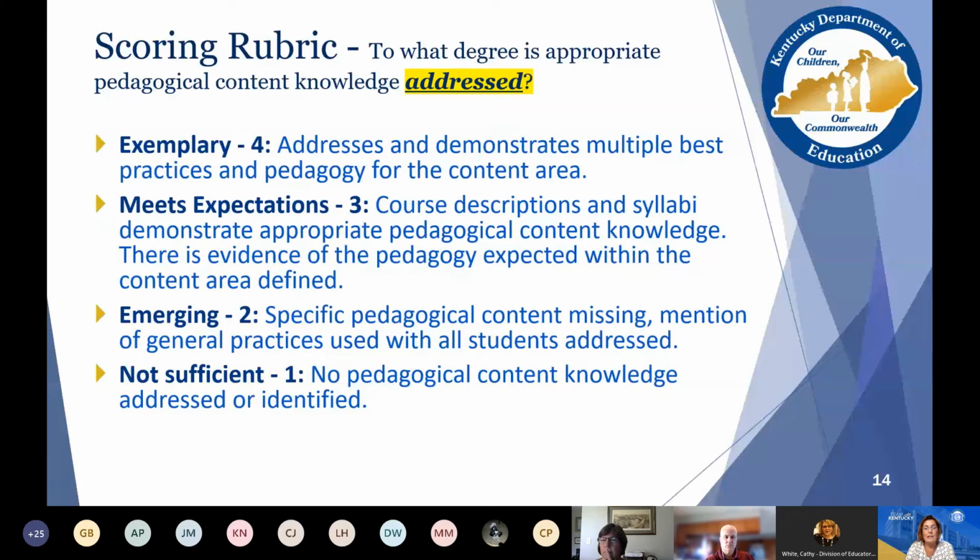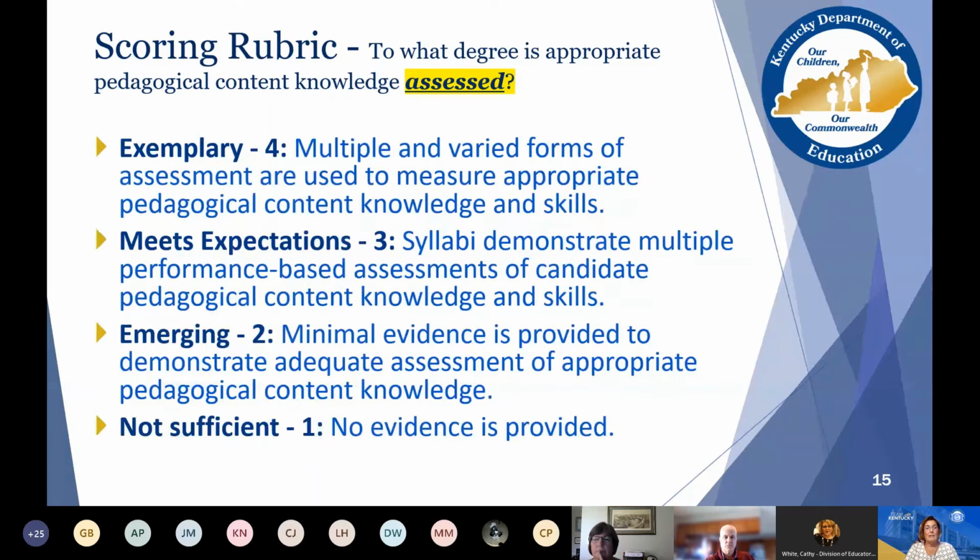The meets expectation would be that through the course descriptions and syllabi, they do demonstrate appropriate pedagogical content and knowledge. There's evidence of the pedagogy expected within the content area, and it's defined. So you're looking for not just standards here, but that they are presenting strategies and learning that would be specific to the content area. As we move on, we're going to be looking at how is it assessed?